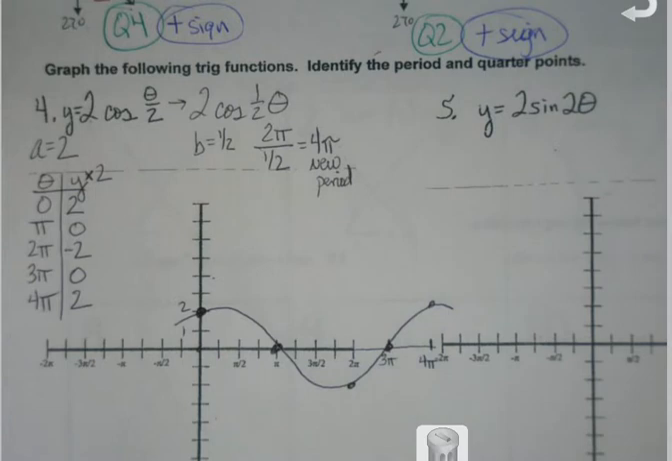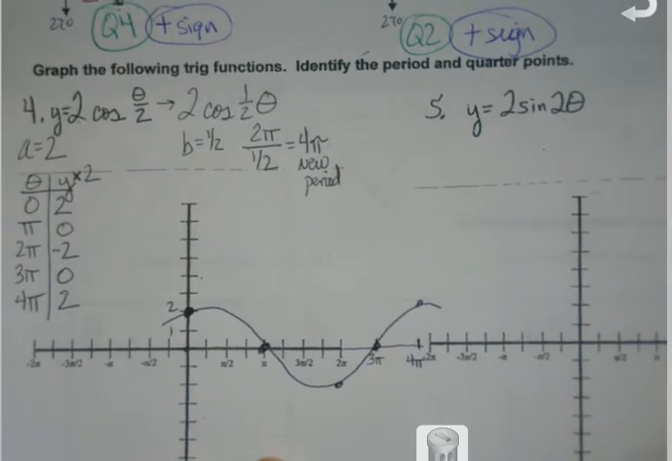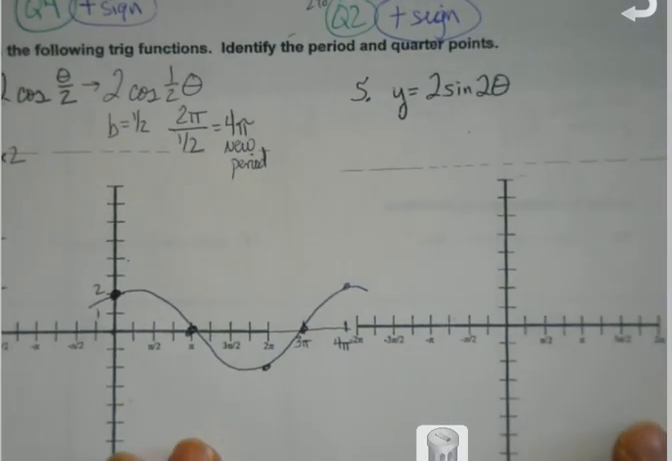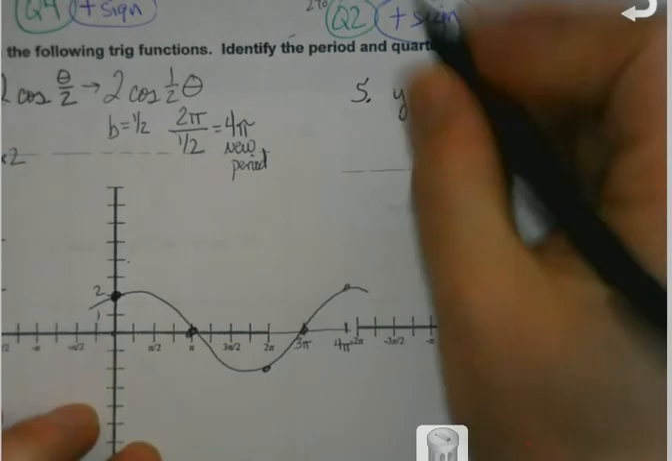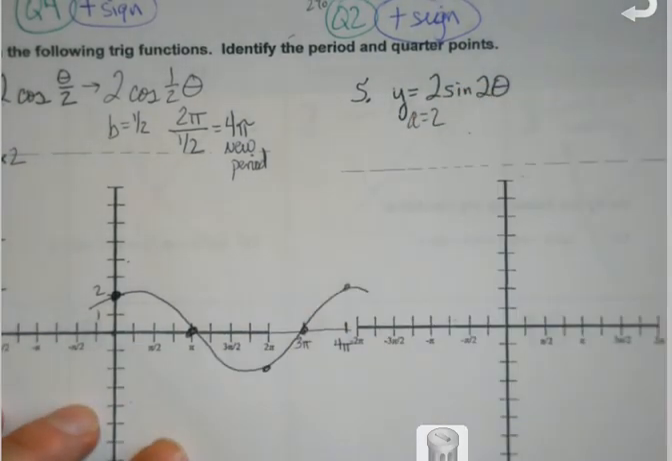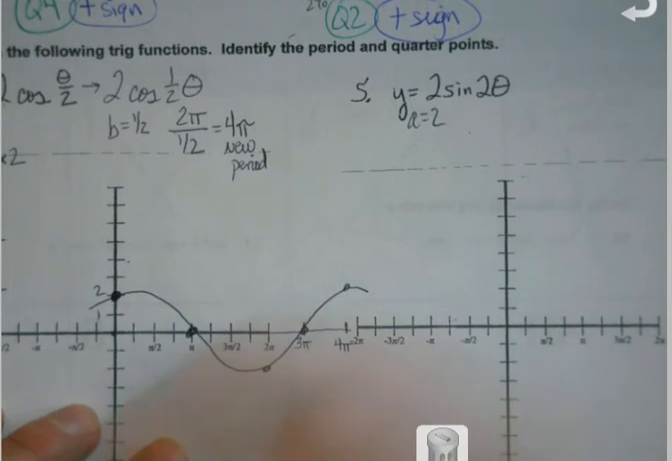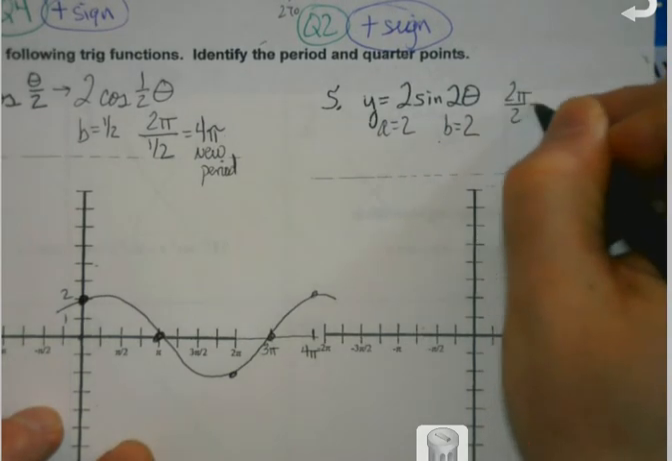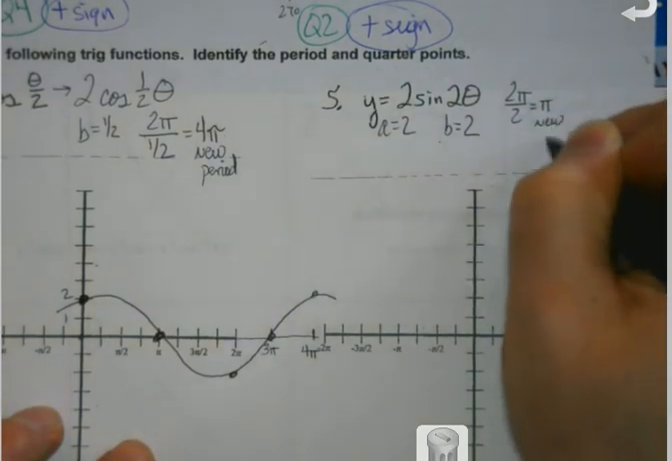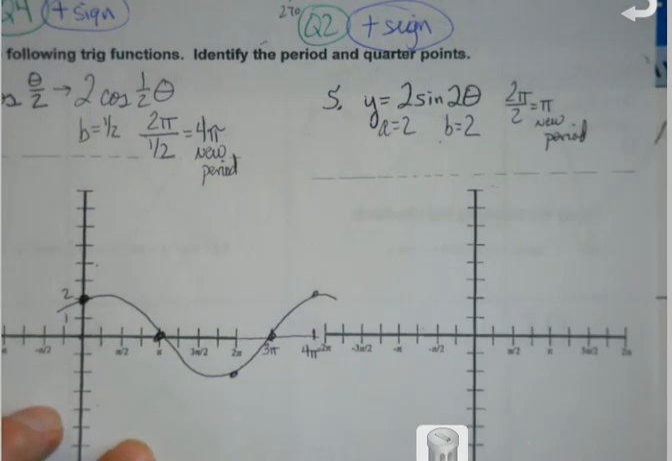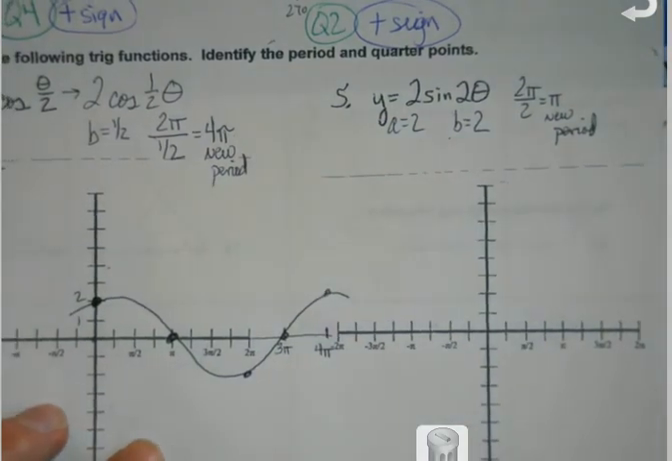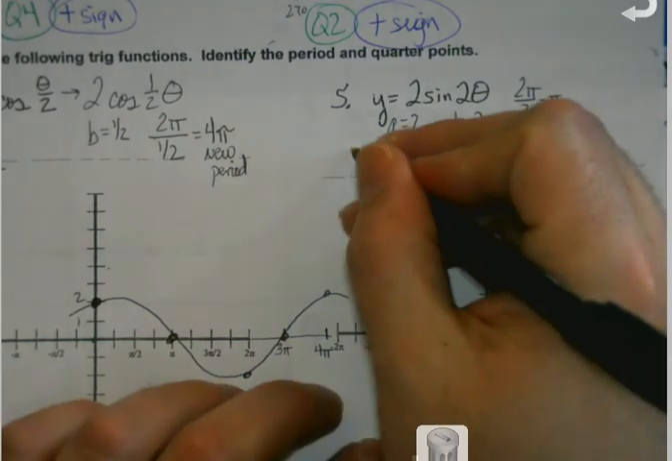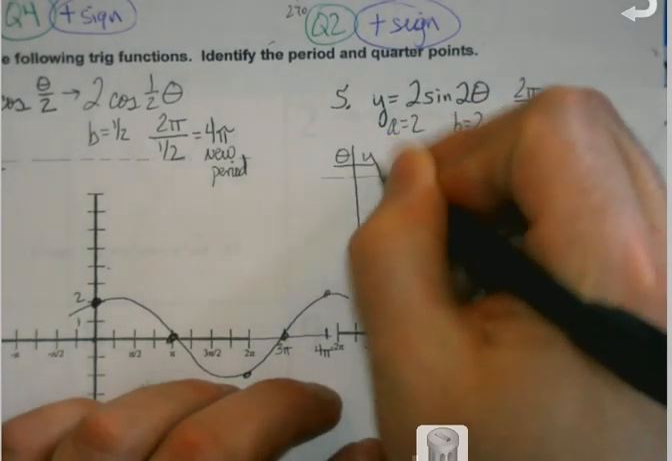And the only difference we'll see when we get to number 5 is going to be now my period value is going to change a bit. I ended up with the same amplitude, 2, but now this time, since my b value is 2, I would take my period, divide by 2, and get my new period of pi. So, you're like, oh, so I'm just cutting all those values in half is what I'm doing basically, which is absolutely true.